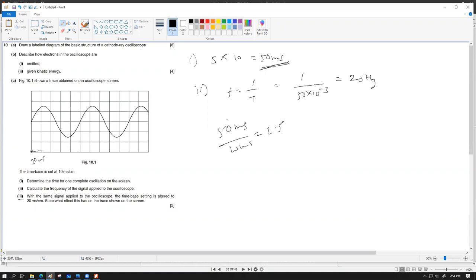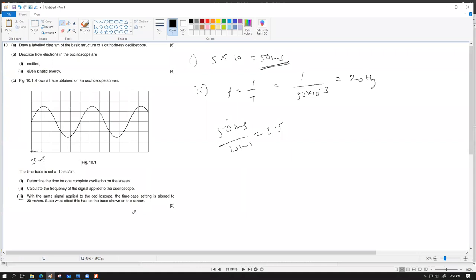So now what's going to happen? Because we have increased the scale value, the graph is going to become squashed. That's what I told you. I have been telling you from the very beginning that making the scale bigger will make the graph smaller, and making the scale smaller will make the graph bigger.